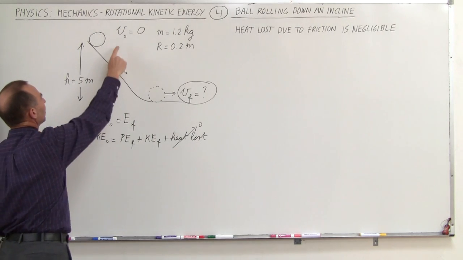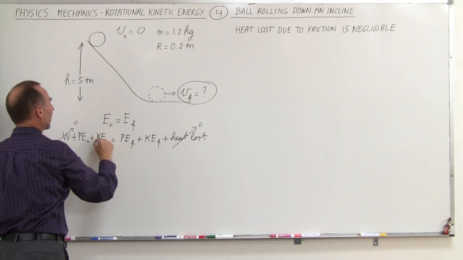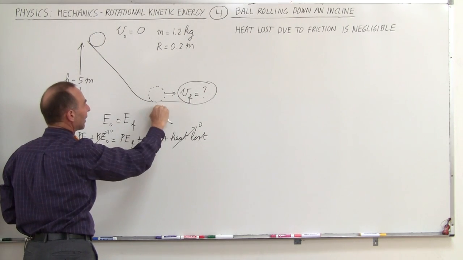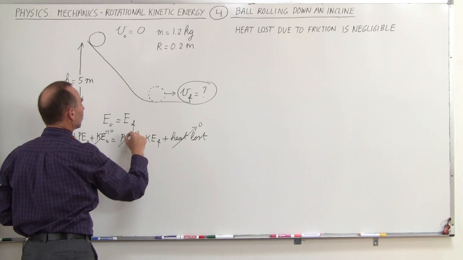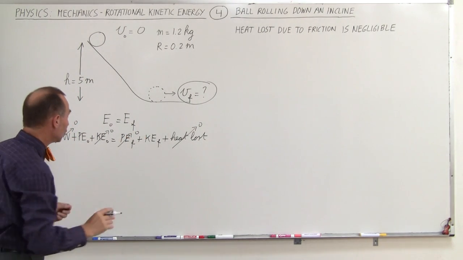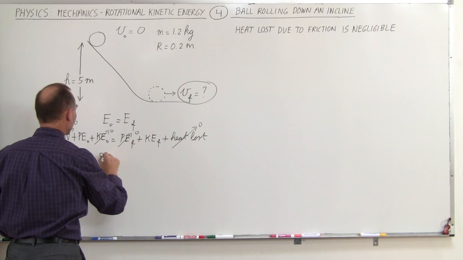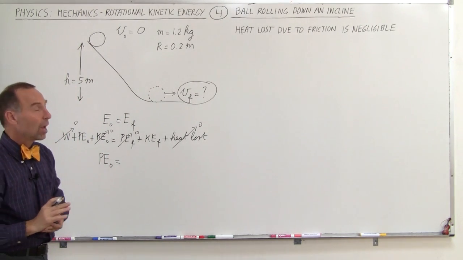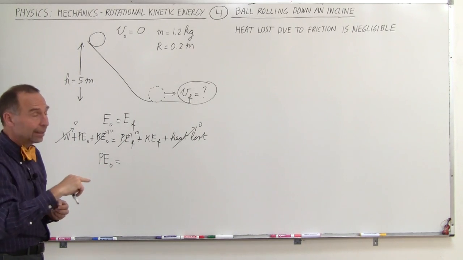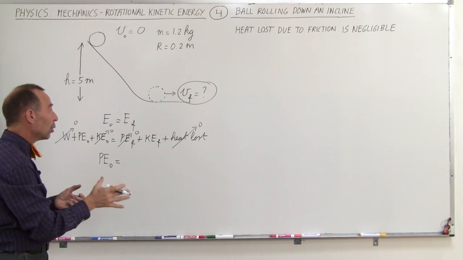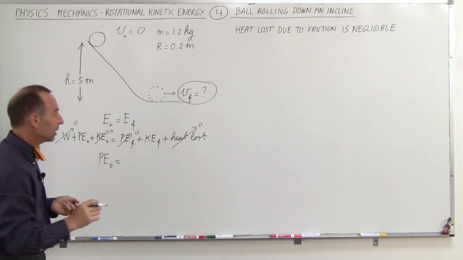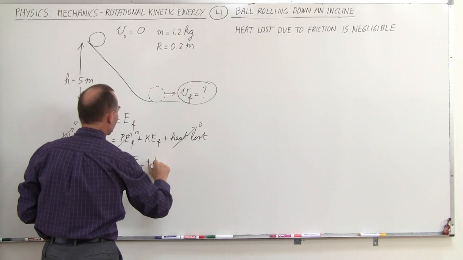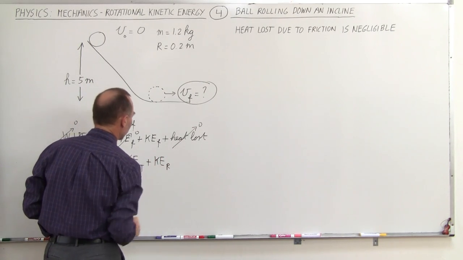Identifying also that initially there's no velocity, which means there cannot be any initial kinetic energy, and when the ball gets to the bottom, there's no height left, so there's no final potential energy. This whole equation then boils down to the initial potential energy that the ball has at the top of the incline is equal to the final kinetic energy. However, since the ball is rolling, we can also assume that it'll have both translational and rotational kinetic energy. So we can write it like this: kinetic energy translational plus kinetic energy rotational.